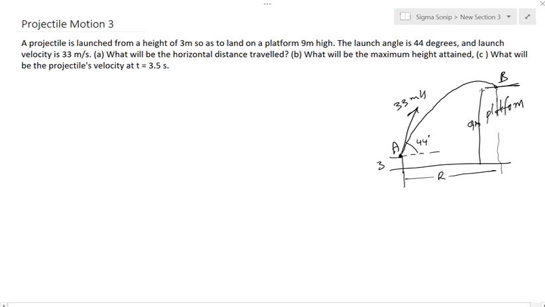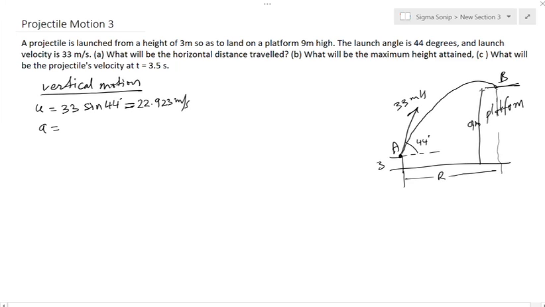To find this range, first we need to find the time of flight, and to find the time of flight, we will look at the vertical motion. So vertical motion, initial velocity is 33 sine 44, and that gives me 22.923 meters per second.